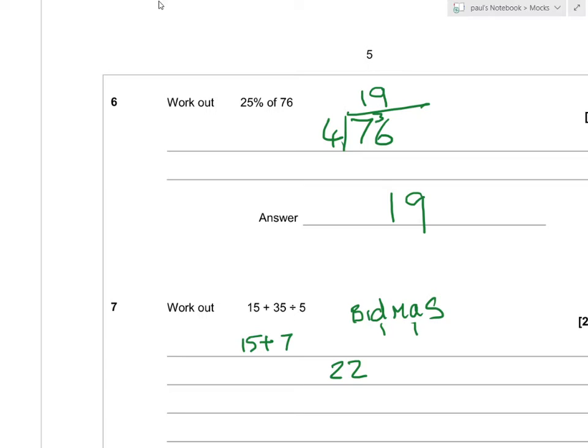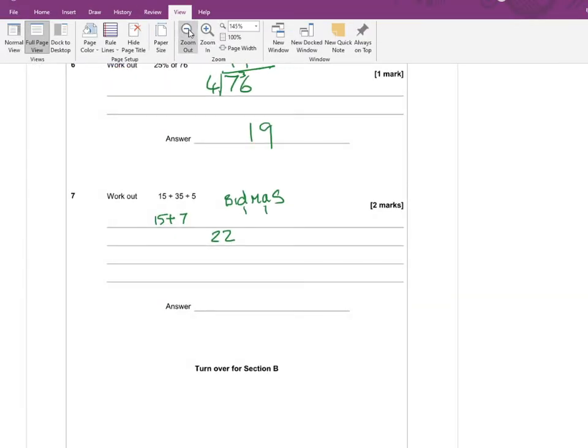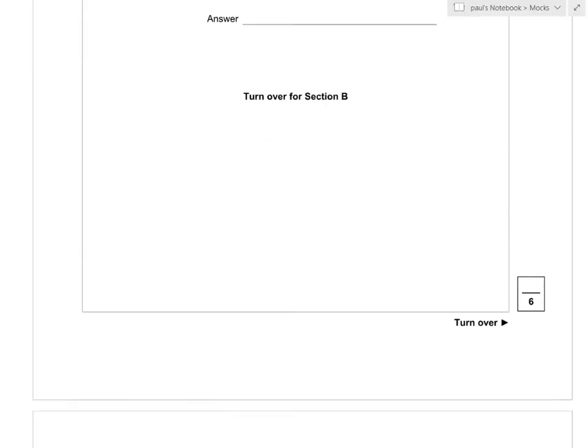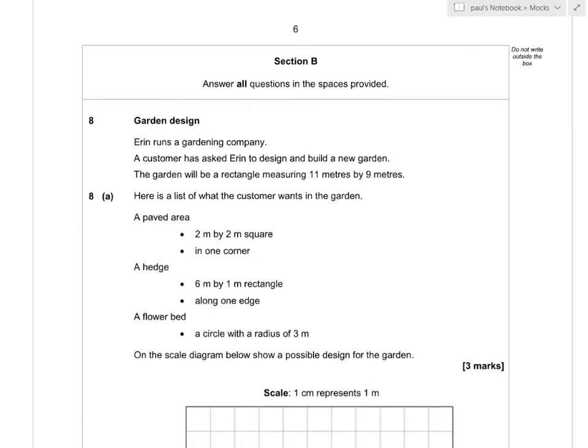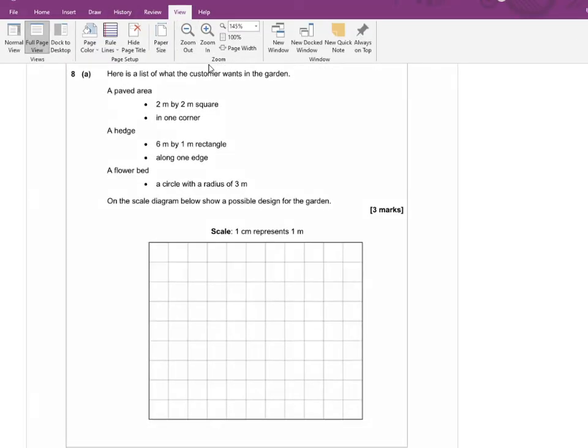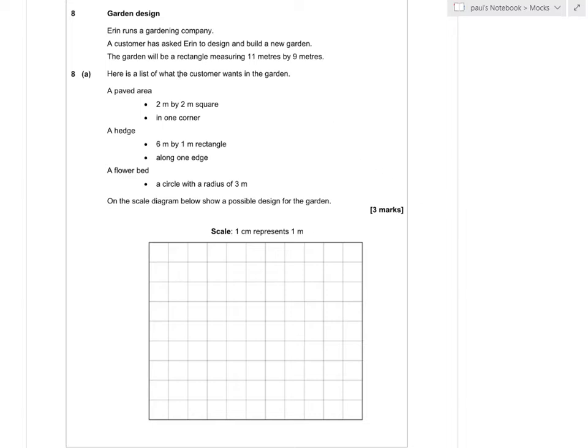Go back to the other size, because sometimes when you get pictures and stuff, you can't get them all on. Right, section B. A garden design. See what I mean? Customers asked Erin to design and build a new garden. The garden will be a rectangle, 11 by 9. 1, 2, 3, up to 11. 1, 2, 3, up to 9. There you go. A paved area, 2 by 2.